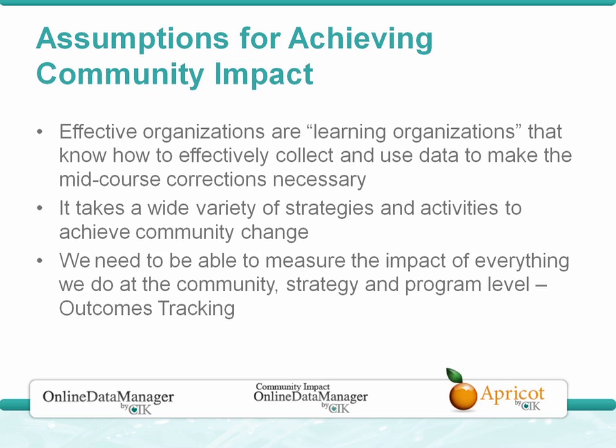I'll talk a little bit more about that webinar later, but there are two things we need to do to be effective. One is focus on programs. Two is focus on community. Both of those are required to make the changes that are necessary. And finally, we need to be able to measure the impact of everything we do at the community strategy and program level. And that's why outcomes tracking is so important.